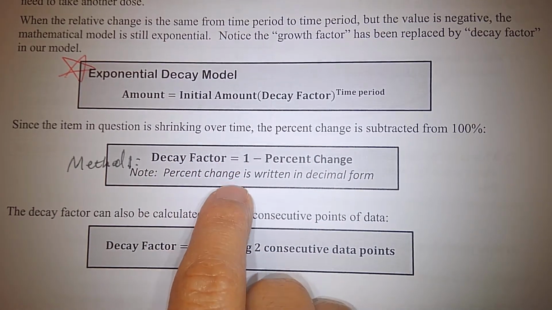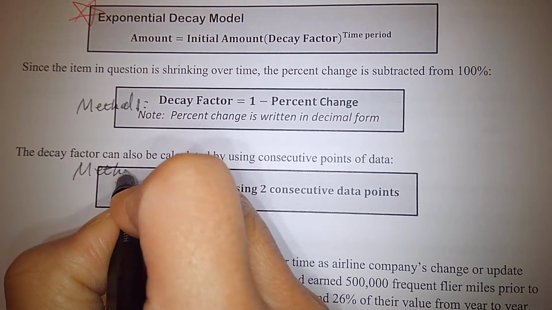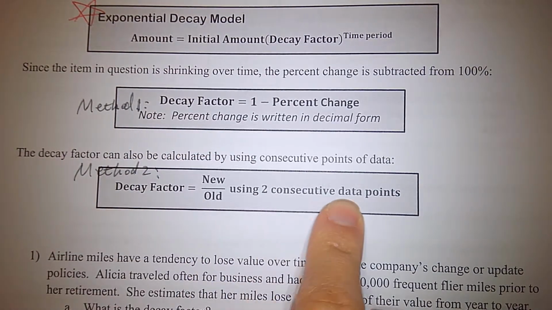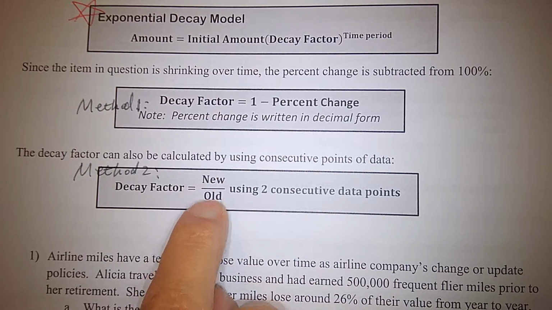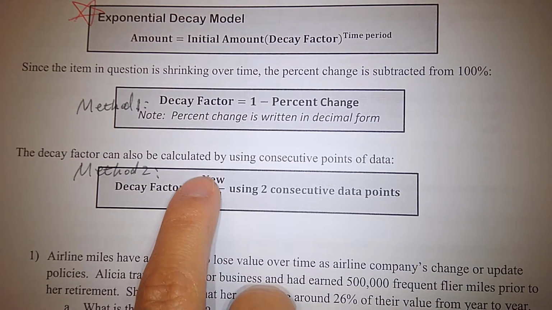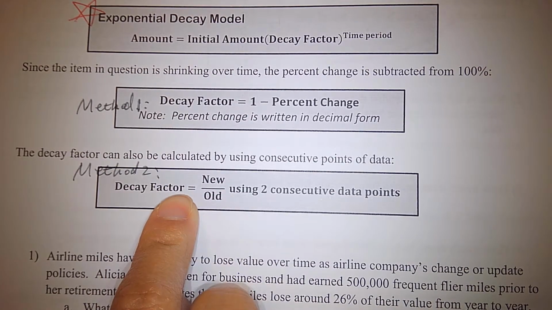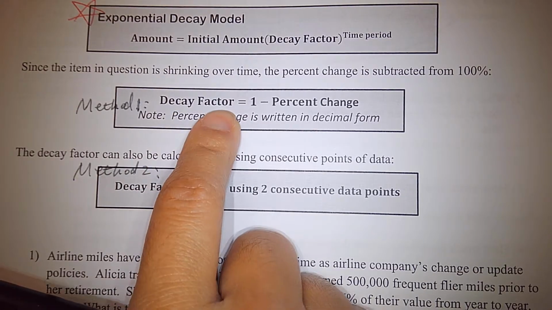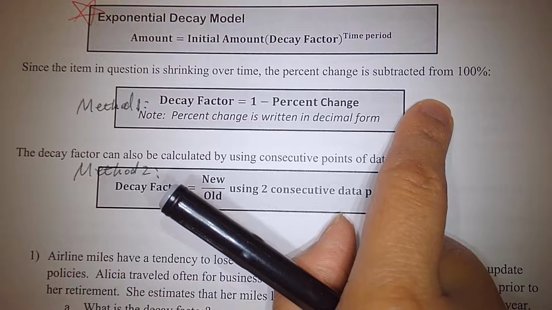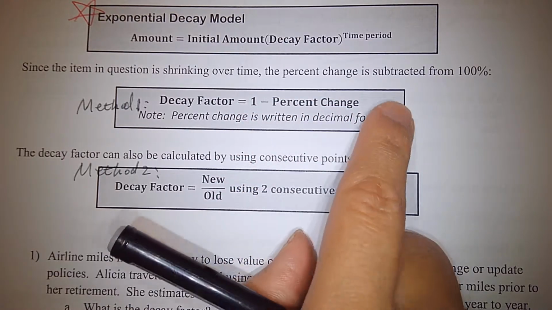So for the decay factor, either use this method or the second one. Still use every 2 consecutive data points, new divided by old. The second method remains the same: new value divided by old value will give us the decay factor. The decay factor will be a decimal less than 1. Why? Because it is 1 minus a percentage change.